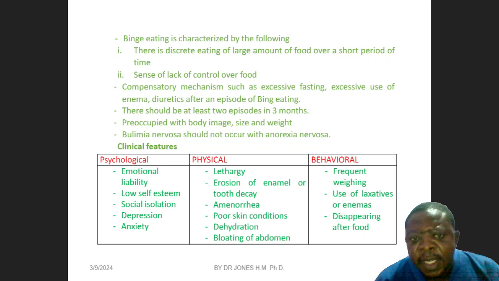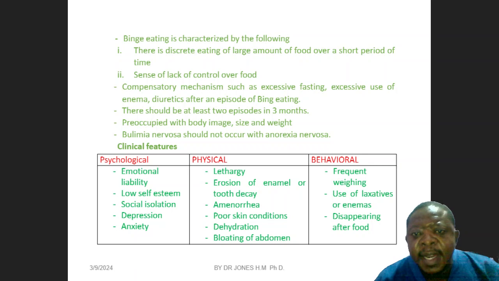The clinical features are psychological, physical, and behavioral. Under psychological, signs and symptoms include emotional lability, low self esteem, social isolation, anxiety, and also depression. Then physical signs and symptoms include lethargy, erosion of enamel, or the client may have tooth decay. I'm not saying all those people with tooth decay have bulimia nervosa, but we find some children at a young age, because of eating too much and no care for oral hygiene, you find that they have tooth decay.